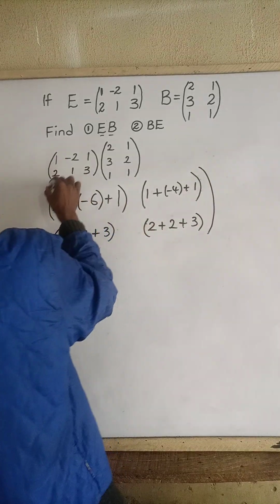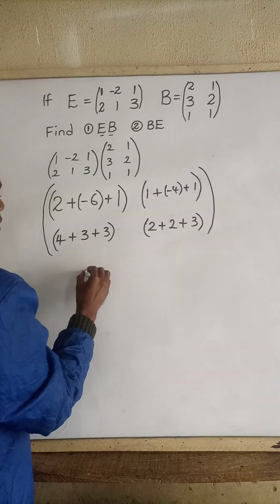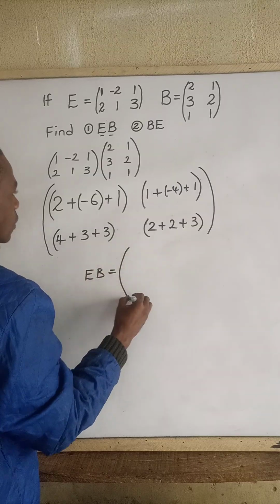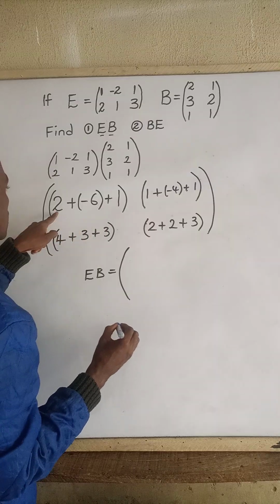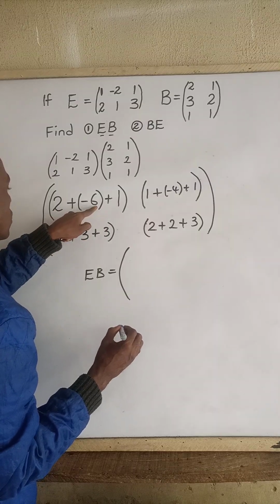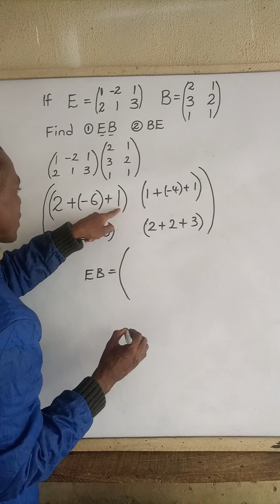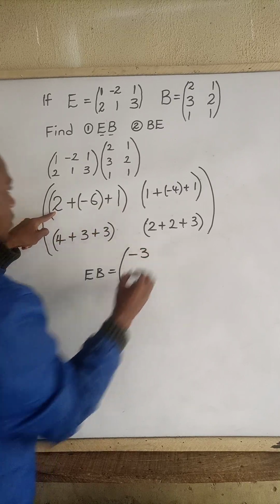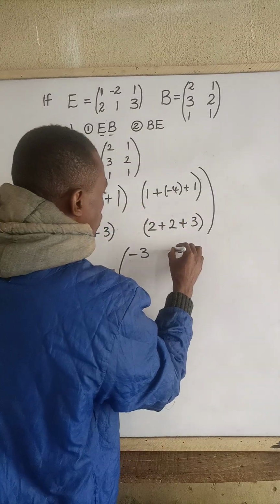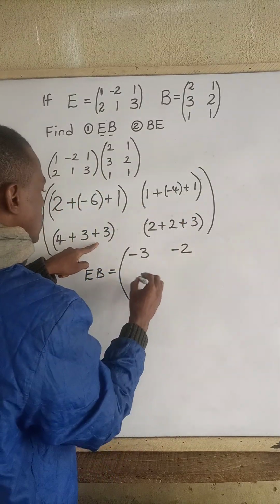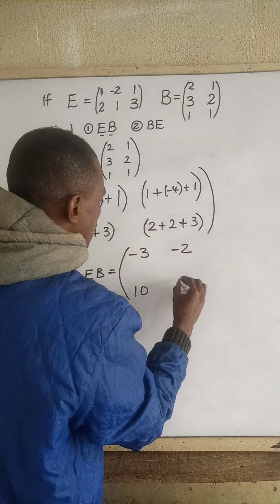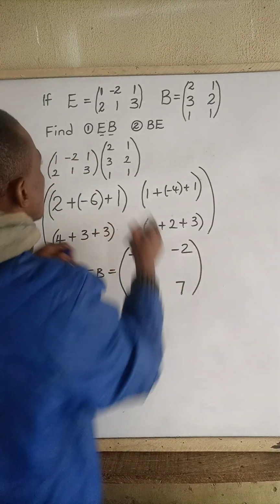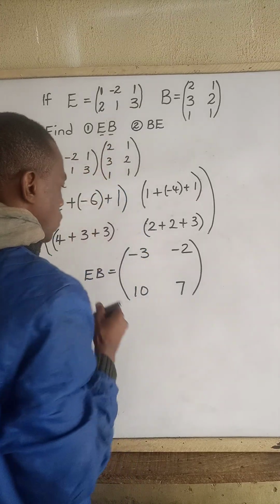So the next thing that I will do now is I will bring all of them together. So in the first one, what we have is EB, and our EB will become, when I simplify this, minus 6. Minus 6 plus 1 will give us minus 5. Minus 5 plus 2 will give us minus 3. So what we have here is minus 3. If I simplify this, it will give us minus 2. If I simplify this, it will give us 10. If I simplify this, it will give us 7. So this is the answer to the first question.